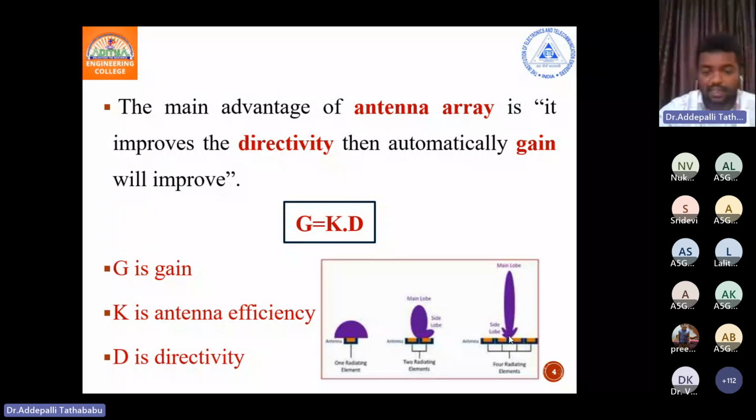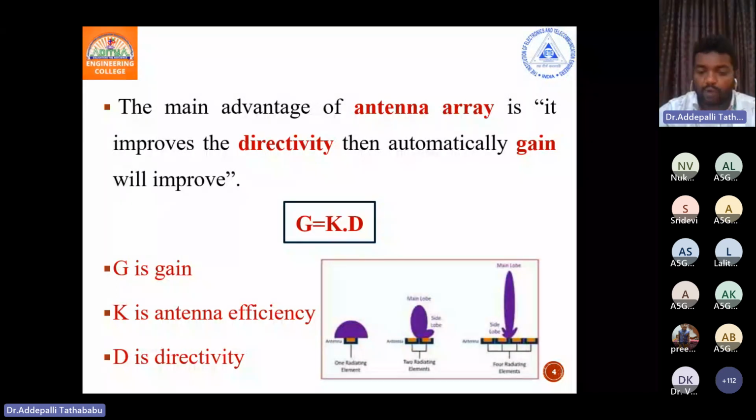How do we get more directivity? First we should know what is directivity, what is gain, and what is K. K means antenna efficiency. Just imagine in an antenna array, one antenna is radiating, and the second antenna is also radiating. If you connect both, the radiation of both antennas will combine. The resultant is more gain. Then automatically the main lobe is larger, and the directivity will improve.